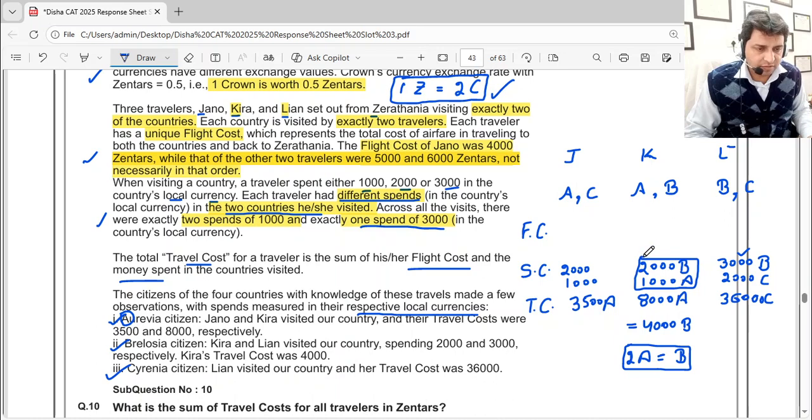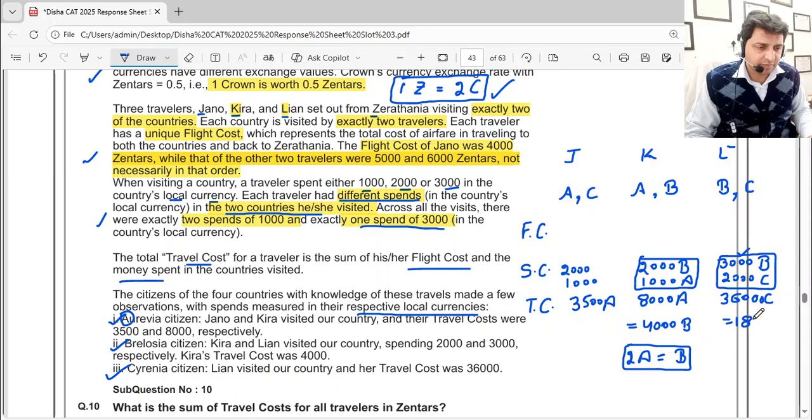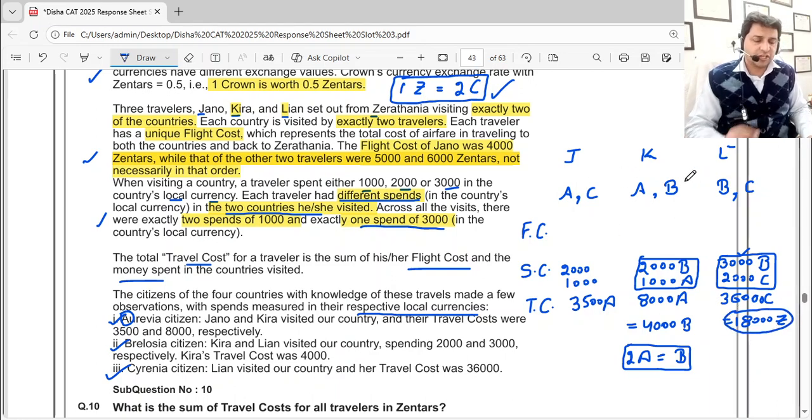I believe this is summarizing the information. So this is the total, and this is the total for them also, spending cost, and this is the total cost at the end. Great. Now the first question comes: what is the sum of travel cost for all the travelers in Z currency, in Zentars? So this we can tell because 2C is equal to 1Z, that means this is equal to 18,000.